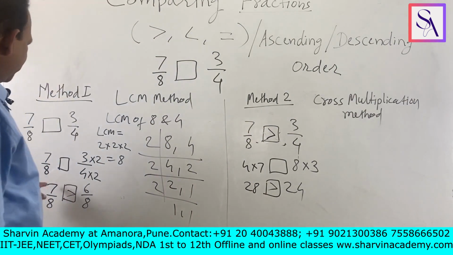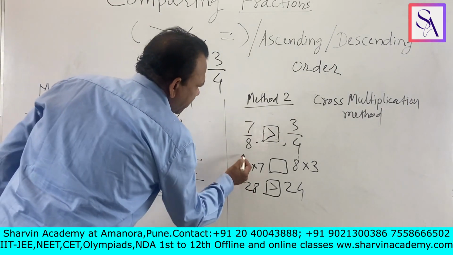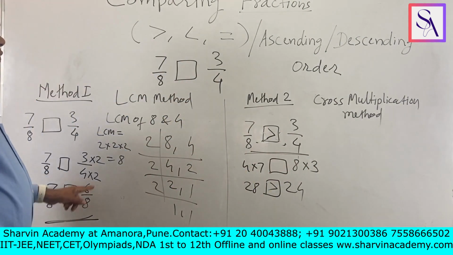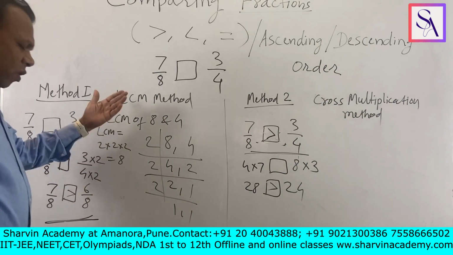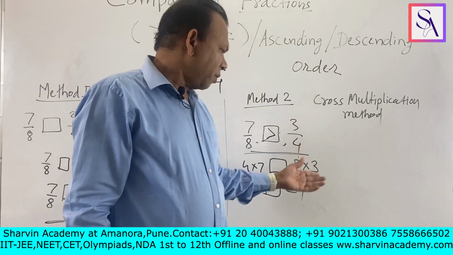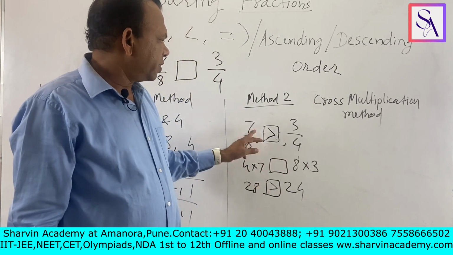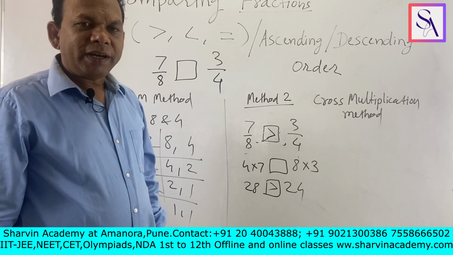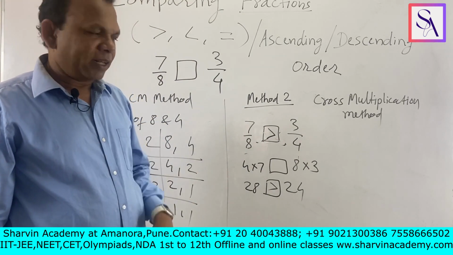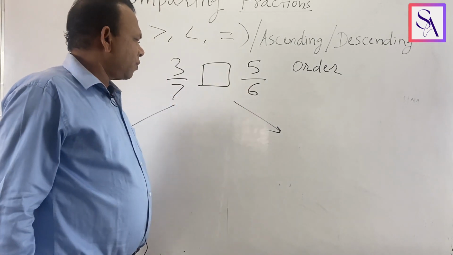See, the answer is the same. This and this are the same. So, by both methods the answer is the same. We learned the LCM method, which we already knew. We learned the cross multiplication method, this also we knew, but just no need to write the denominator here, just do the cross multiplication, right. Got it. We will take another example so that your idea will be strengthened. Our next example is 3 by 7 and 5 by 6.